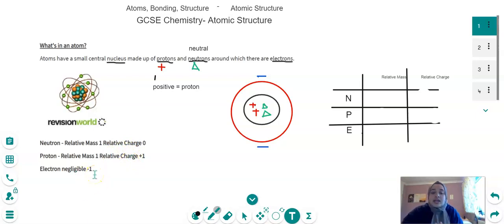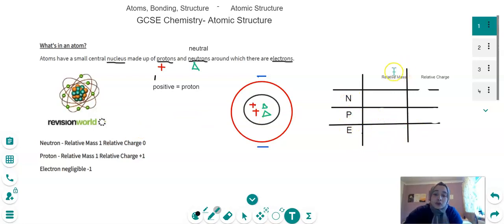Okay, so let's put this in a table to make it a little bit clearer for us in our heads, all right? So I've drawn out a table for you guys here in advance, and I'm just going to jot down what is written over here, and then I'll explain it to you, okay? So we've said that, so I've got NPE: neutron, proton, electron. Don't be worried about this.